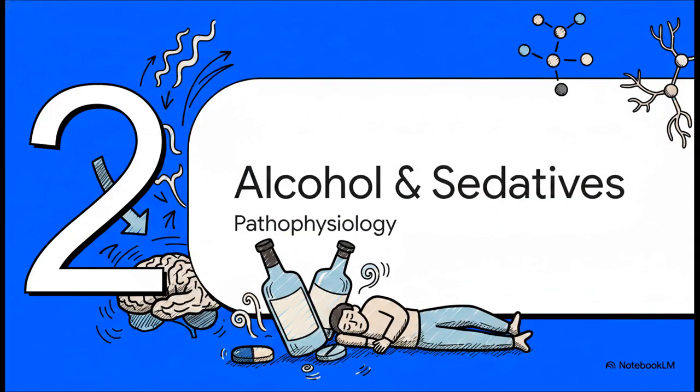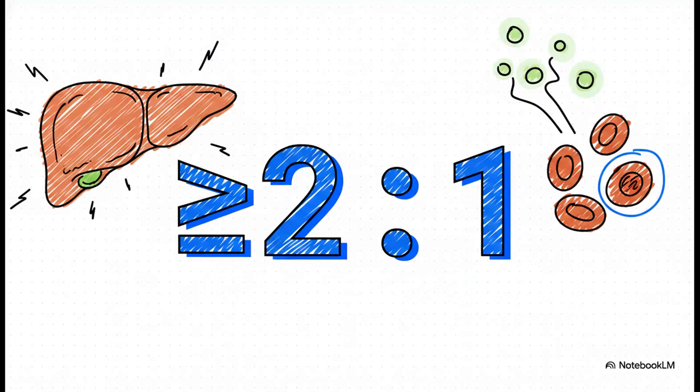Moving right along to Section 2, alcohol and sedative hypnotics, where we'll look at their pathophysiology and clinical presentation. When you're assessing a patient for alcohol use disorder, this specific ratio right here is a massive clinical red flag. We often see elevated liver transaminases, sure, but specifically an AST to ALT ratio of 2 to 1 or greater, that is a very strong indicator of alcohol misuse.